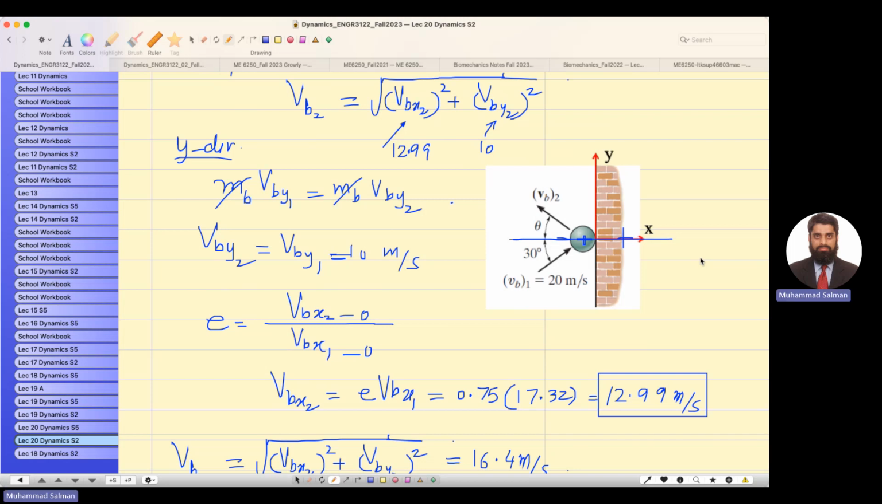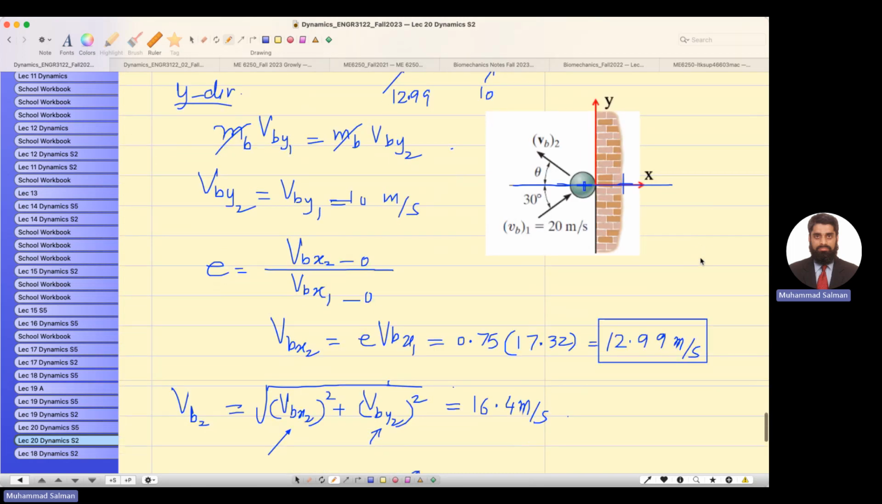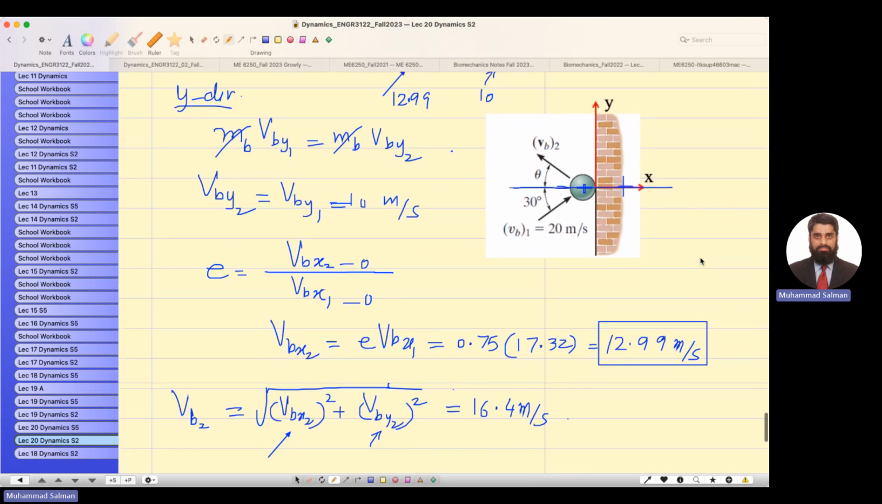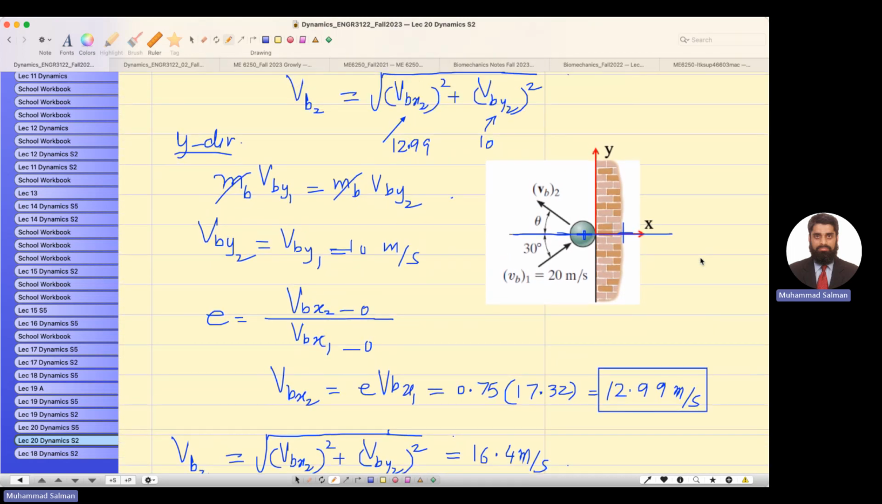So my question is, it started off at a velocity of 20 and got to the final velocity of 16.4, so it lost some velocity. Yes, it lost some velocity due to some friction inside the wall. Therefore, we rebound the ball and it loses some velocity because of the friction inside. So have you understood this concept?